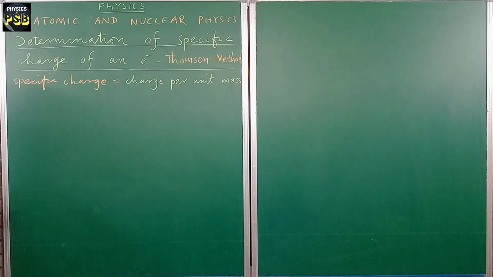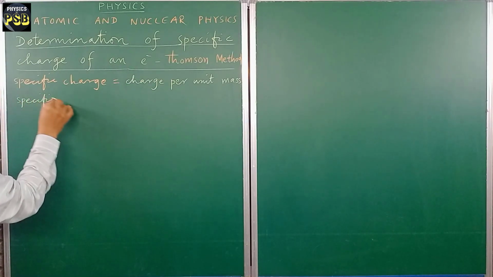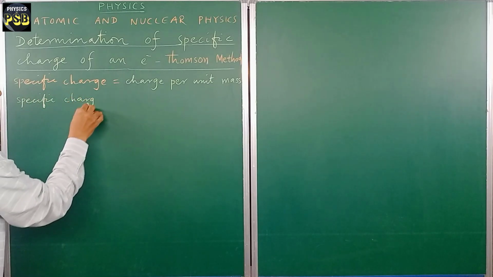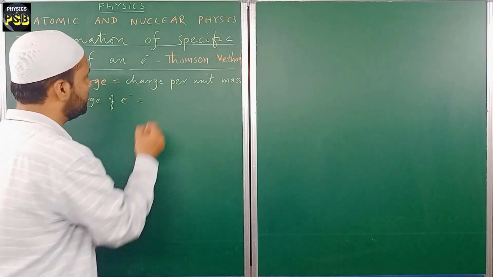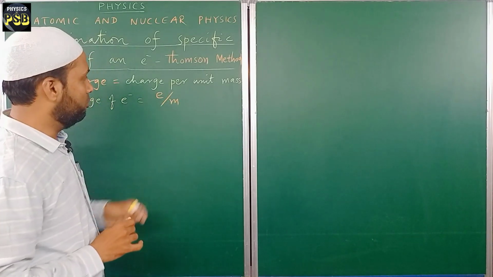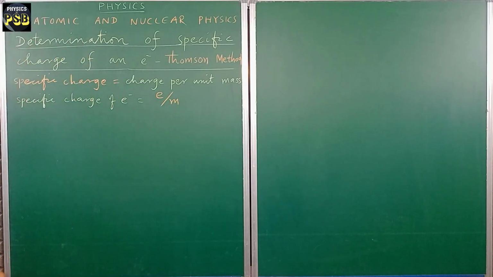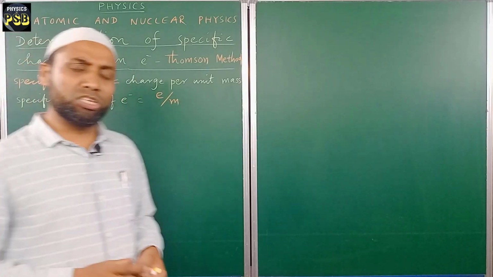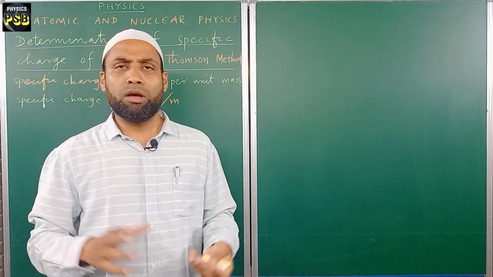So specific charge of electron is nothing but dividing the charge of electron by its mass. Usually it is represented as E upon M, something like this. Now, to determine the specific charge of electron, Thomson used a specially designed discharge tube.